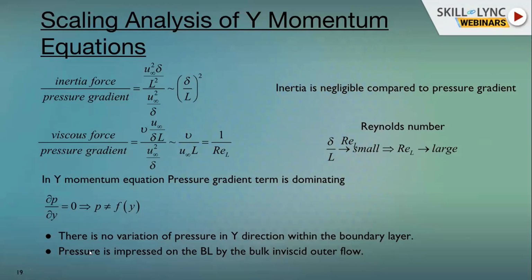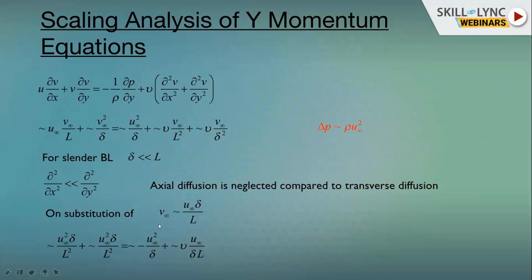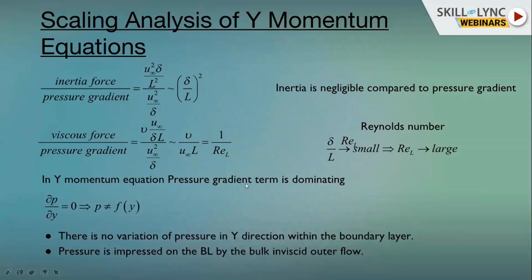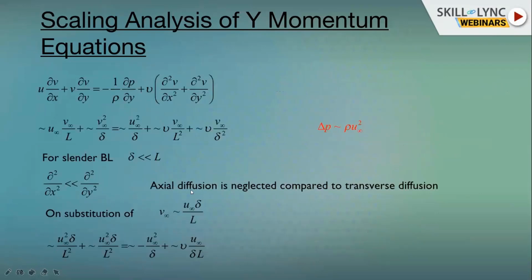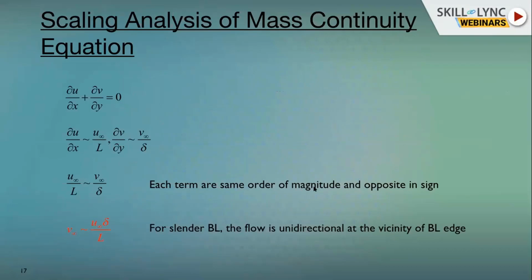So in this equation, we can neglect inertia, we can neglect viscous, and only the pressure gradient term will remain. That means the pressure gradient term in the Navier-Stokes y momentum equation should be equal to 0, because the other terms are not of any significant magnitude. If the pressure gradient term del P by del Y equals 0, what does it mean? My pressure is not a function of Y. Pressure may be a function of X, but it is not a function of Y.